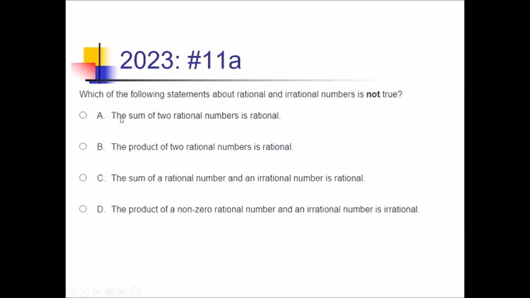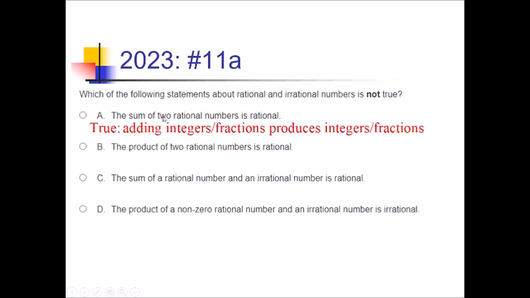So choice A, the sum of 2 rational numbers is rational. Now remember, rational means the number can be expressed as a fraction. So it could be a whole number, an integer, or actually a fraction, any of those. If we add 2 things that are whole numbers or fractions together, or a mixture, we're going to get another integer or fraction. By adding 2 fractions, we just come up with a common denominator and add them together. So this is a true statement. If you add 2 rational numbers, you get another rational number.